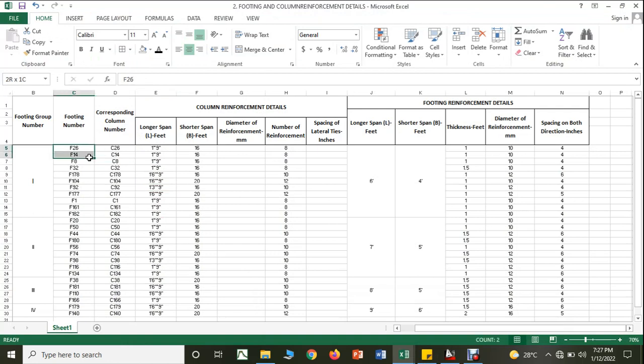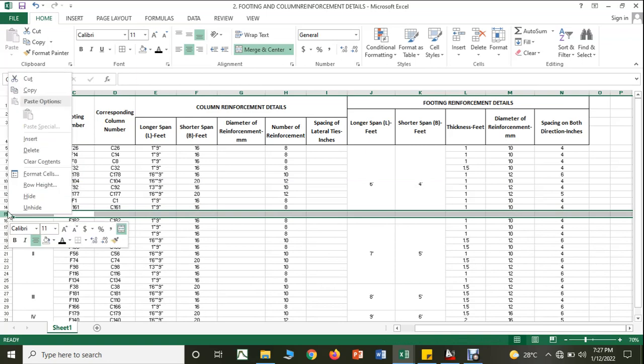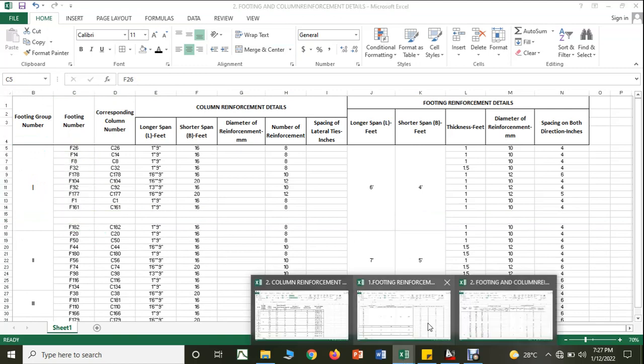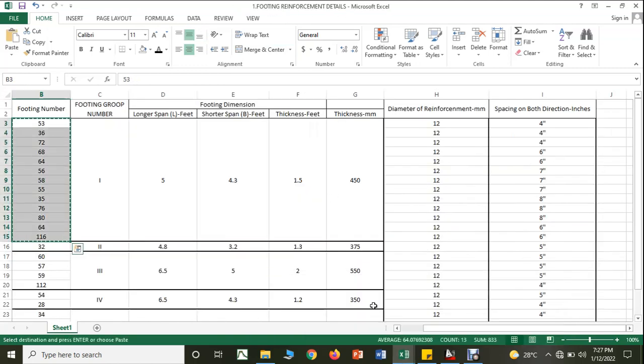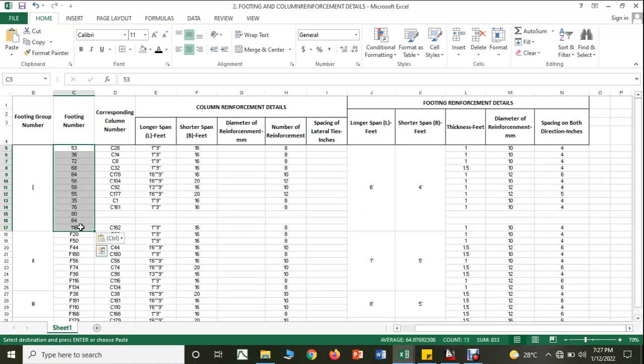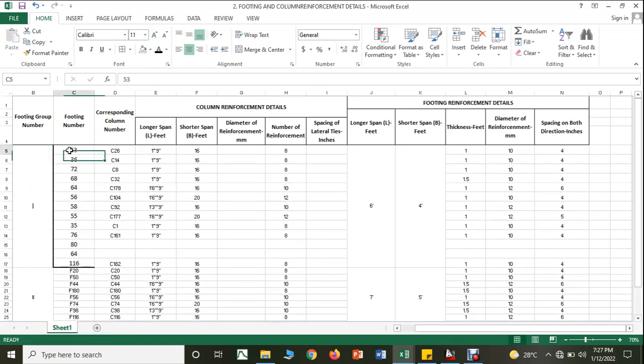So here 2, 4, 6, 8, 10, 11 is there. I am supposed to add 12, 13. Therefore, from here to here I can copy, paste, right? Yes, so these are the corresponding footing numbers. Okay, I can make it as F.